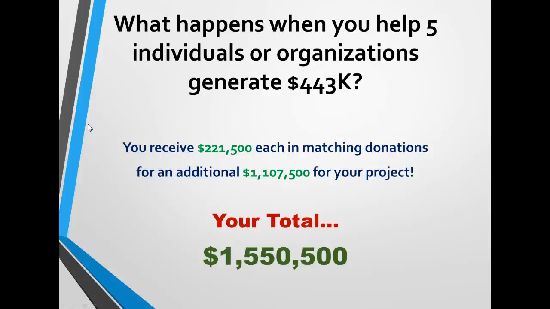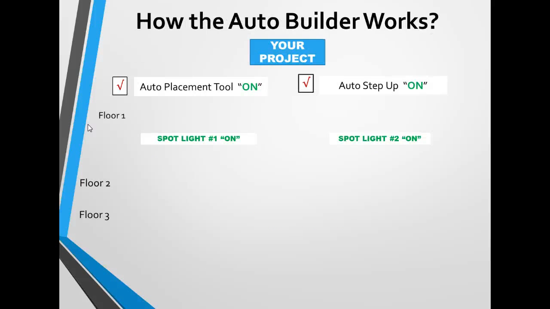So this is a big number, but many of you have got big dreams, big goals that you are trying to do, and you need a system that can produce large numbers like this. So how is all this done? Well, it's done by technology. We have a proprietary auto builder, and it works like this.